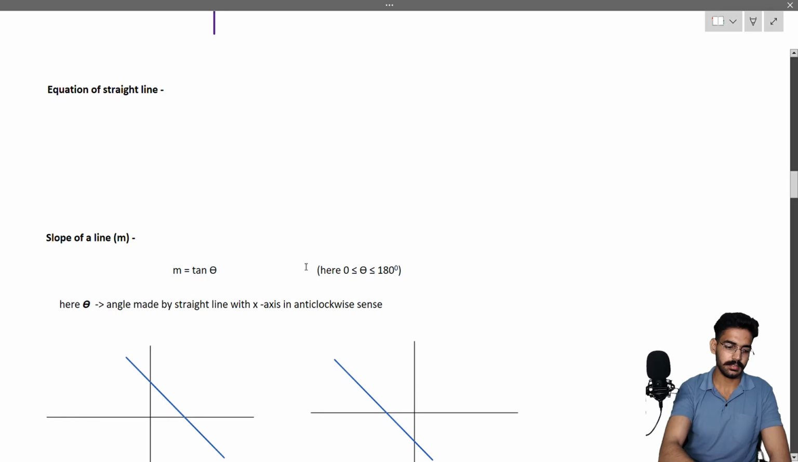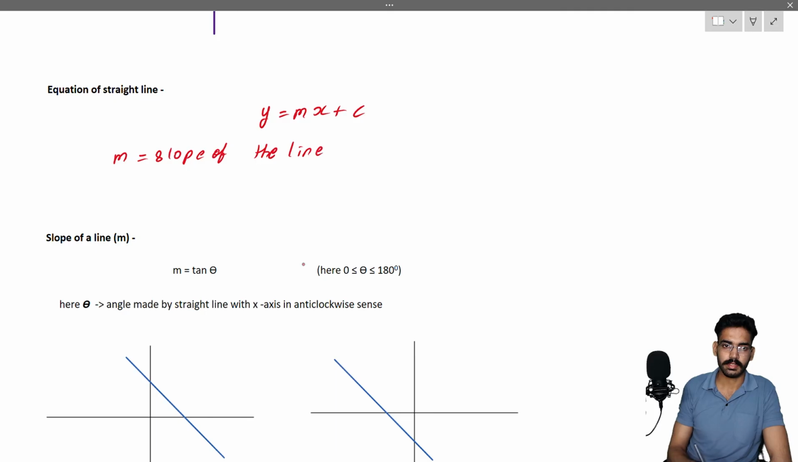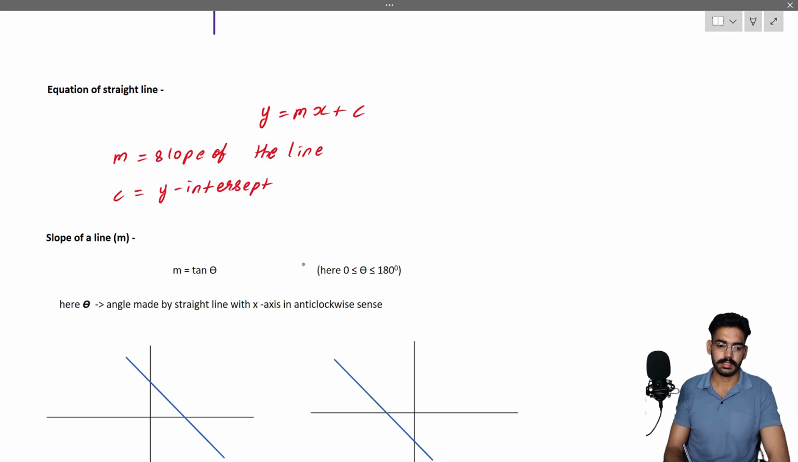Now let's see. Equation of the straight line, what can I say? The general form which we consider of a straight line is y equal to mx plus c. What is m here? m is the slope of the line. What is c here? c we call the y intercept. What is y intercept? What is x intercept? We will define those things. Don't worry, just have some patience.